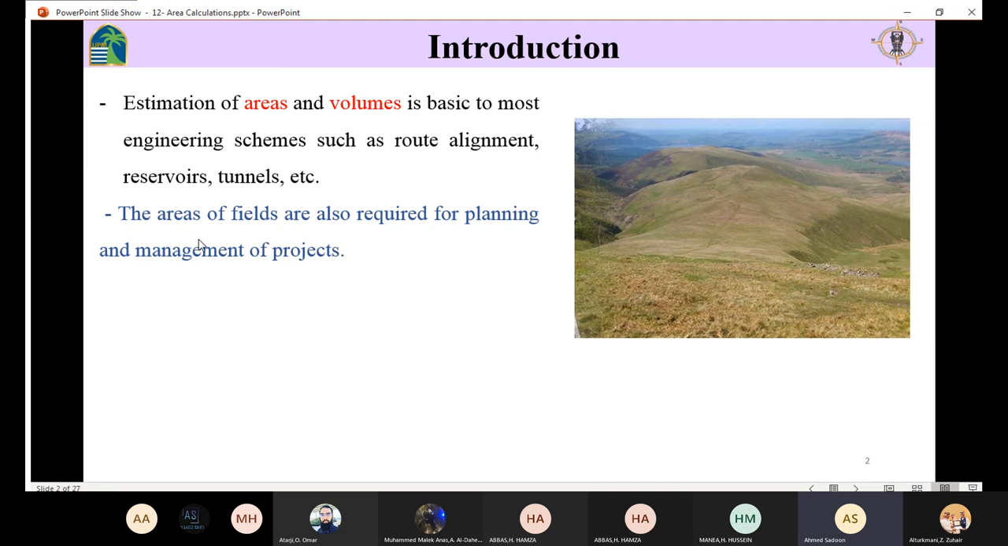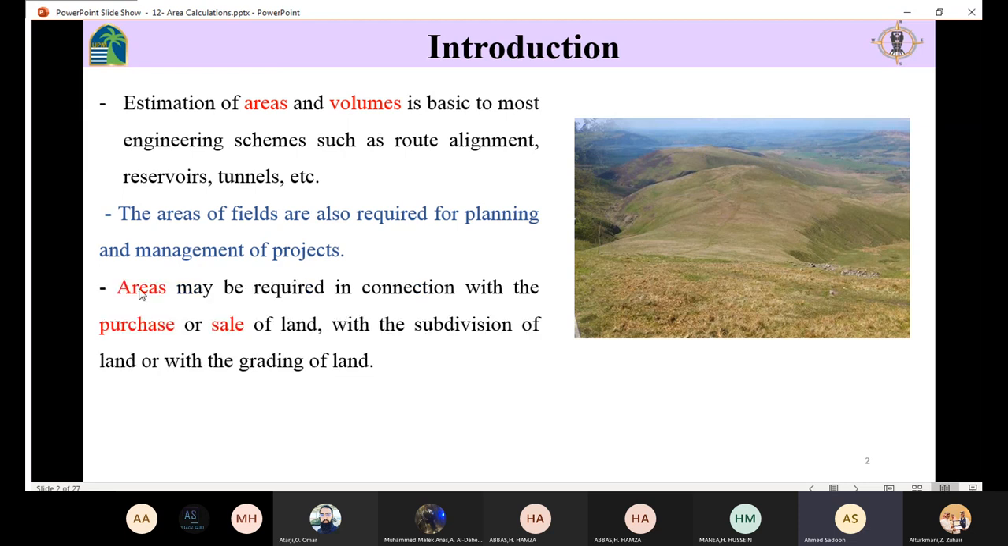And the areas of fields are also required for planning and management of projects. And also, areas may be required in connection with the purchase or sale of land, with the subdivision of land, or with the grading of land. So estimating the areas is important in case you want to buy or sell a land, area of a land.